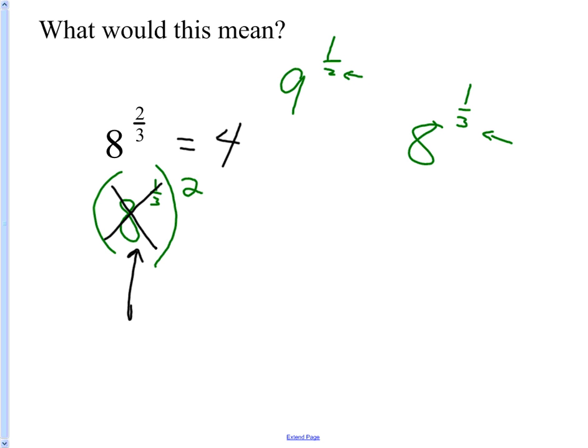Here you go. Anybody else need a calculator? No. Oh, you have one? All right.